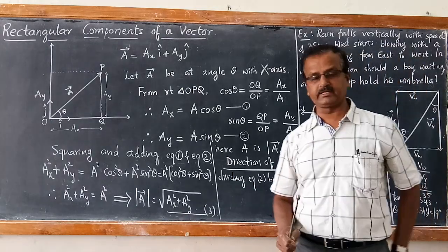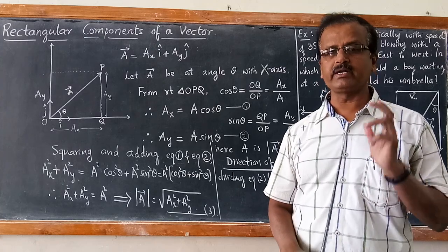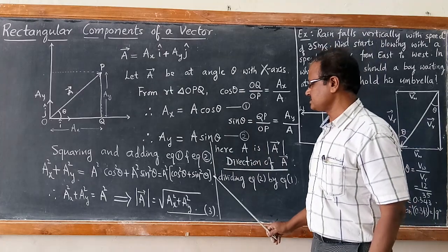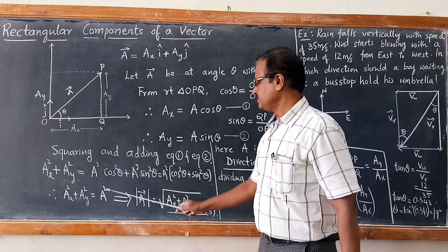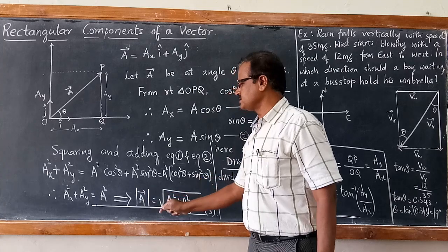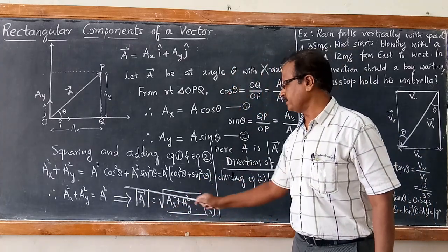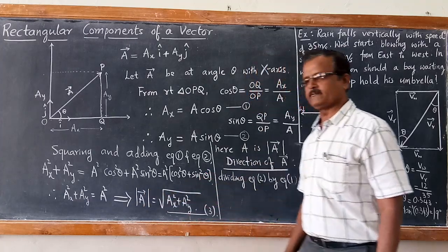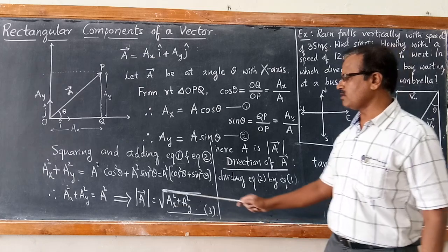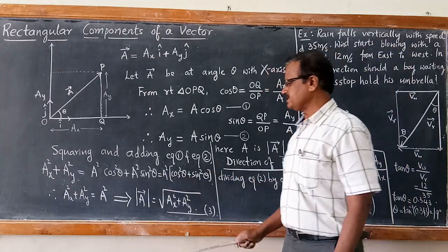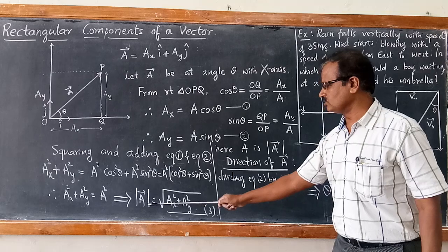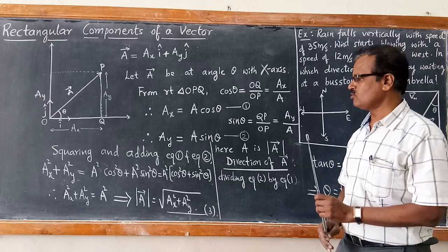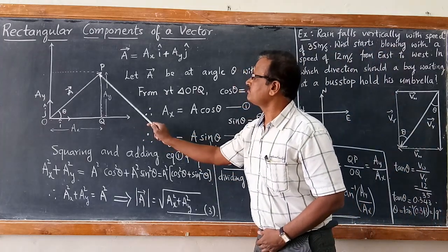What is the value of cos square theta plus sin square theta? It is 1. You must have learned this in trigonometry. Thus, in the next step we get AX square plus AY square is equal to A square multiplied by 1. That's nothing but AX square plus AY square is equal to A square. Thus, we want the magnitude of A. Taking square root on both sides, we get the magnitude of A is equal to square root of AX square plus AY square. This is how we find the magnitude of vector A.